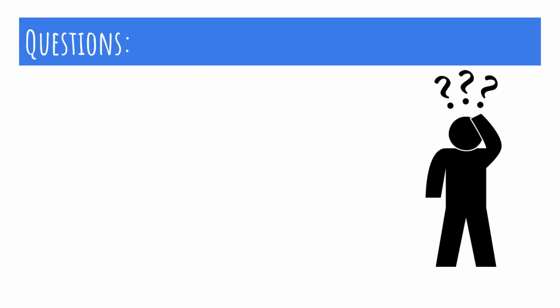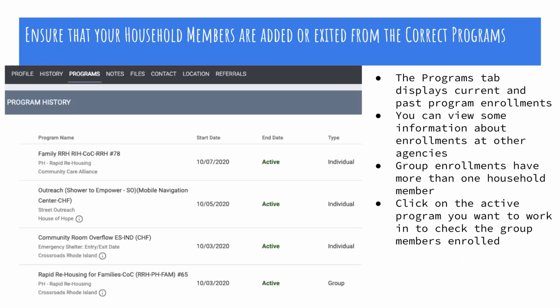Do you guys have any questions on that? No? Okay, so that was basically existing households. What we're going to do next is ensure that your household members are added or exited from the correct programs. That's correct. If your agency has more than one program and your family is enrolled in both of those programs, you want to make sure that you correct it in both of those programs.